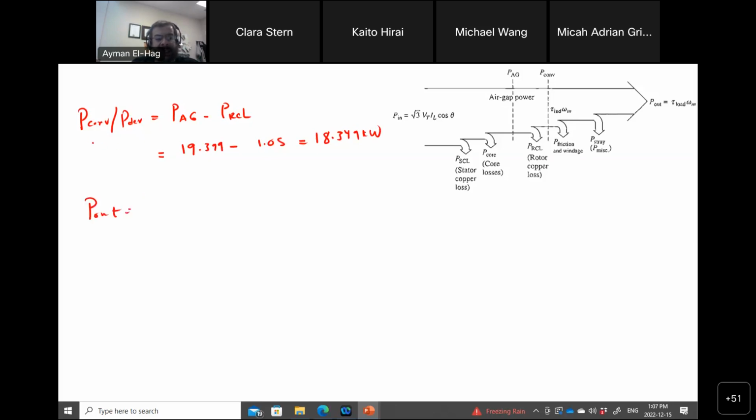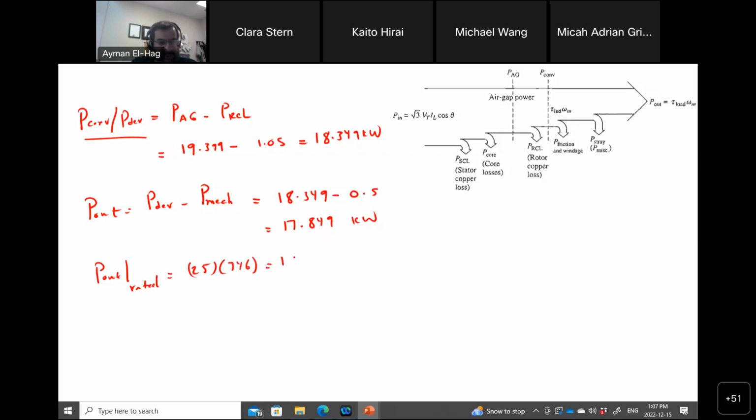Then after that, we want to find P out. P out is this P developed or P converted minus whatever is left from the losses. The only loss we have left is the mechanical loss, so minus P mechanical, which is 18.349 minus 0.5, which is 500 watt, and this gives me 17.849 kilowatt. Now, if I try to find P out using the 25 horsepower, let me see what the value is. I will call this the rated P out, which equals 25 horsepower times 746, and this will give me 18.65 kilowatt, which is larger than this. So this is the actual P out at this condition, at this current, at these losses, and this is the rated value.